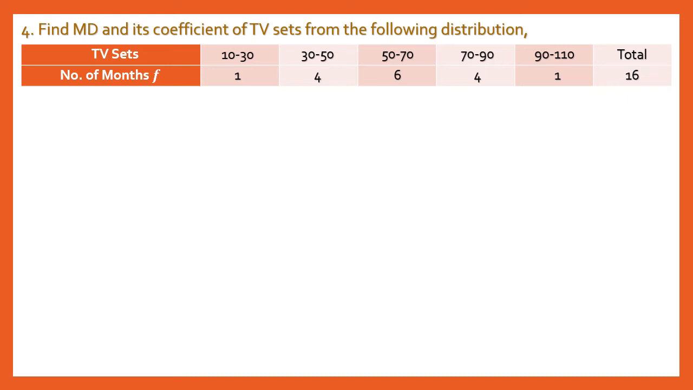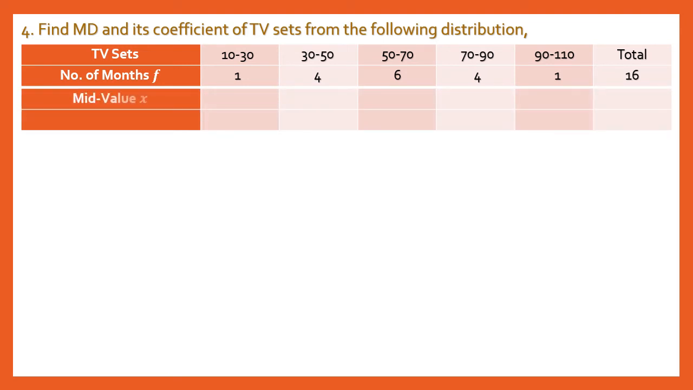This is going to be an interesting sum. TV sets are given. Now this is a class, so we can't just multiply frequency with the class to get the mean. We need to calculate a particular value, that is mid value, to get our variable x. So how do we calculate mid value? The upper limit plus lower limit divided by 2. So 10 plus 30 divided by 2 will be the mid value of first value, that is 20. Then 30 to 50, the mid value will be 40. 50 to 70, the middle value here will be 60, and so on.